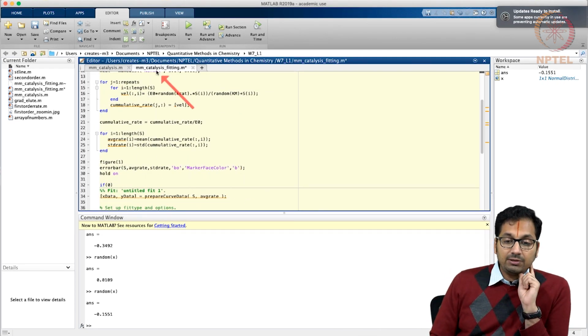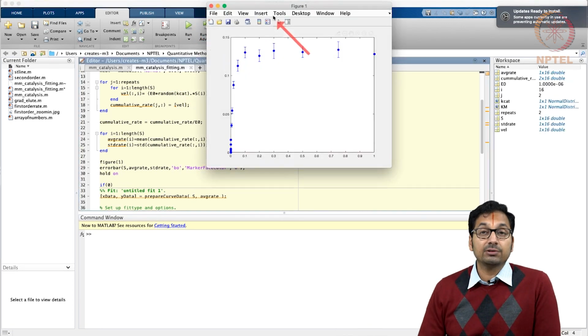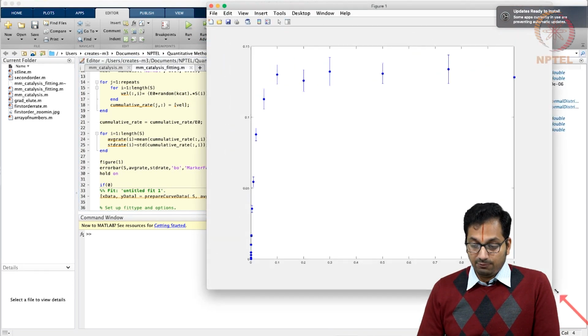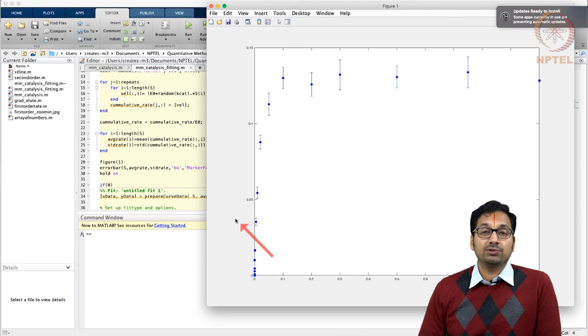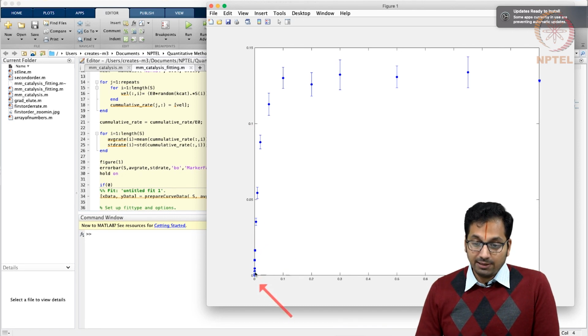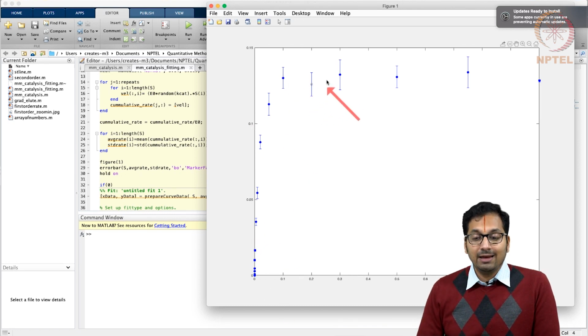So all I am doing is to plot this figure. So let us see how it looks. So there you go. What you are able to realize is that as a function of substrate concentration, you have measured the rate normalized to the concentration of the enzyme, and you are nicely able to see that every data point has its own random error.